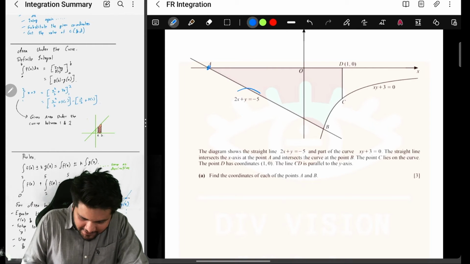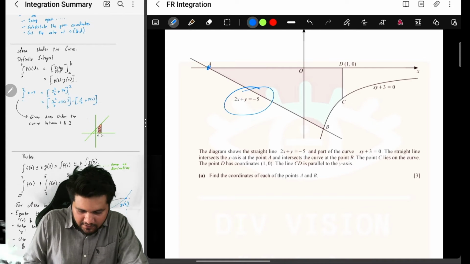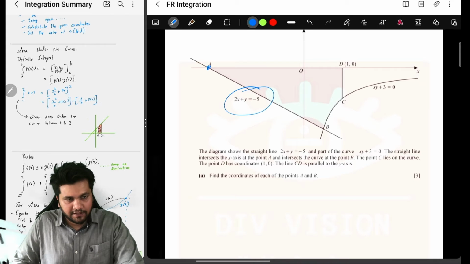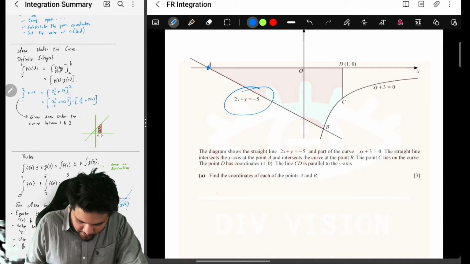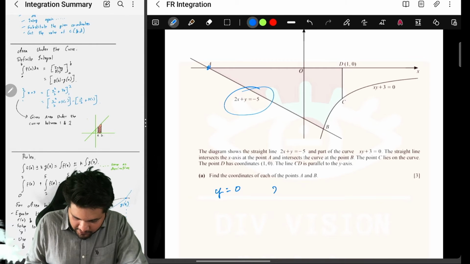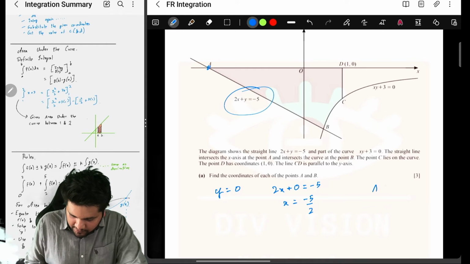So for A, now this is the line, of course, so here y is going to be 0. If I just put y is equal to 0, because it's just the x-intercept, I'll get 2x plus 0 is equal to minus 5, or x is equal to minus 5 by 2. Therefore the coordinate of A is going to be minus 5 by 2 comma 0.